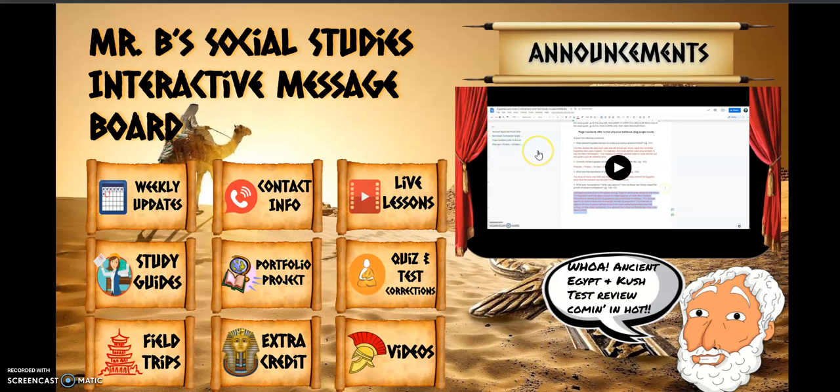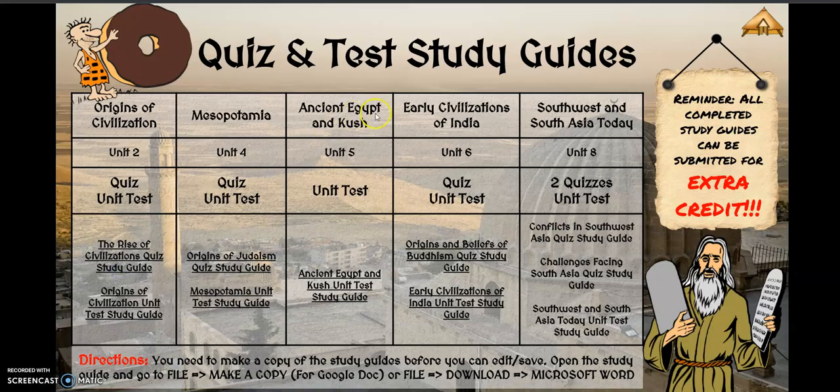Of course, we're going to start at the Social Studies message board, and we're going to navigate to the Study Guides page right here. We're on Unit 6, and you'll see I have both the quiz and the unit test study guides here. So if you'd like to get an early start or take a sneak peek at the unit test that's coming up in a few weeks, you can check out the Early Civilizations of India unit test study guide right here. But for our purposes, we're going to click on the Origins and Beliefs of Buddhism quiz study guide right there.